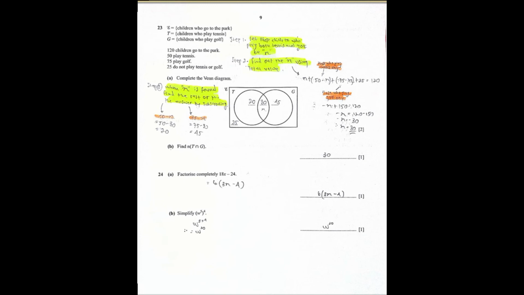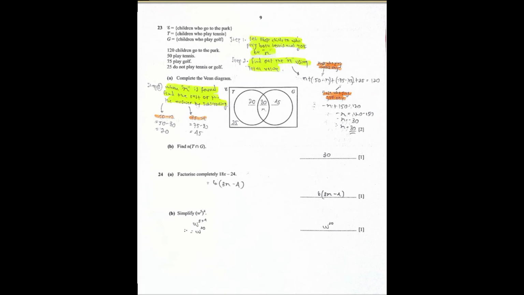23b, it says find the number of T intersect G. It is simply 30. 24a, factorize completely 18x minus 24. I noticed that the highest common factor of 18 and 24 is simply 6. So just extract 6 out from among them and you get your final answer.